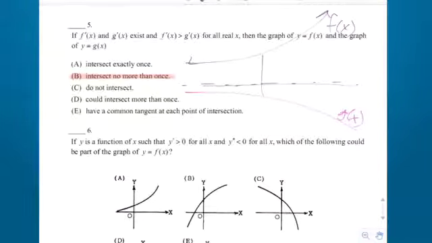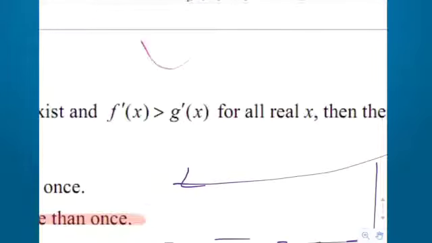So that's just kind of like drawing different scenarios, and that's kind of the easiest way to do it. All right. I guess you didn't even have to think exponential. You could have just thought of a parabola opening up and a parabola opening down.